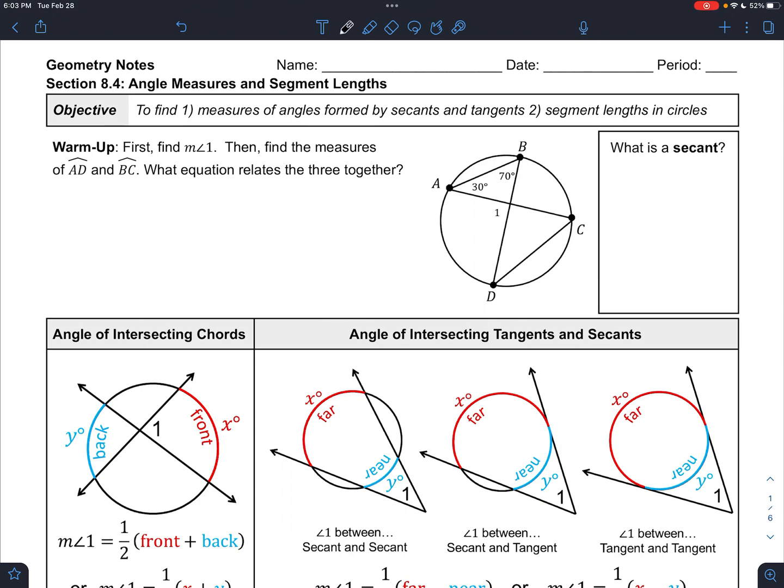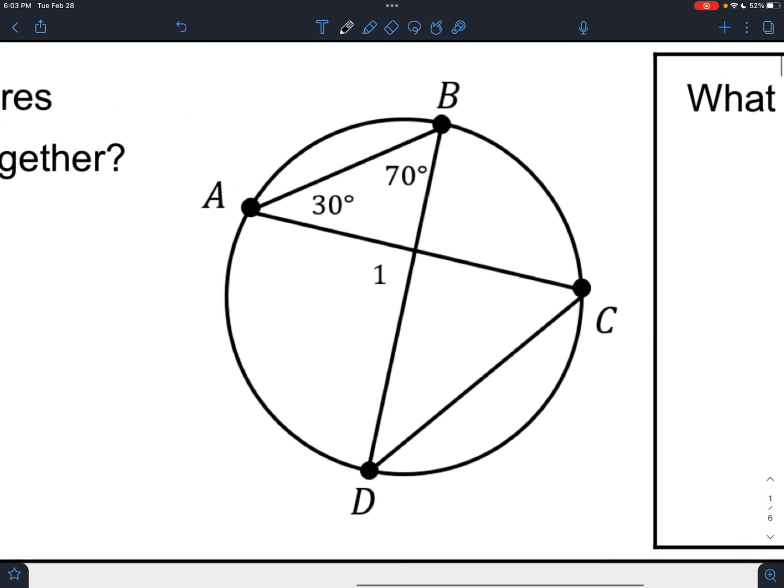So we have 8.4, which is angle measures and segment lengths, which is just allowing us to find even more parts of circles that we previously thought were just totally unable to be found. So as a warm-up, let's try to find angle 1.